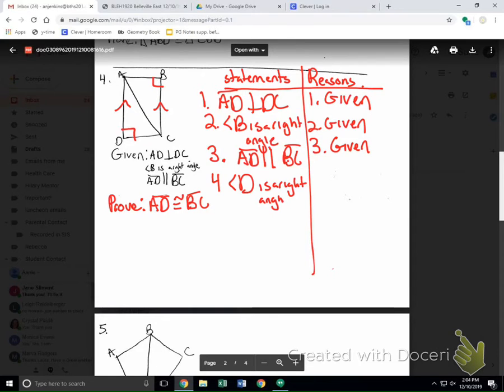What do we know about right angles? They're congruent. So right angles are congruent. So we know that for number 4's reason, angle D is a right angle because perpendicular lines form right angles.